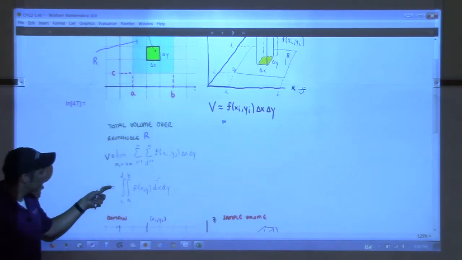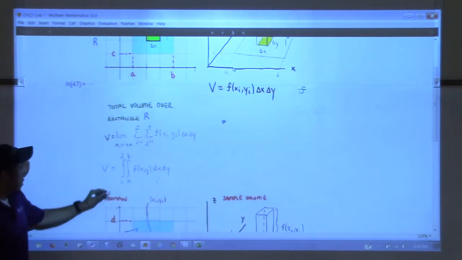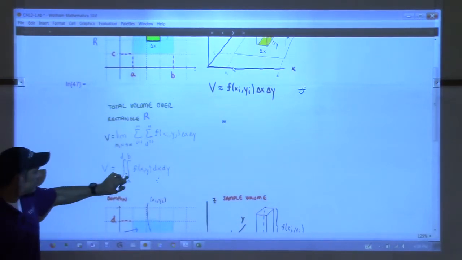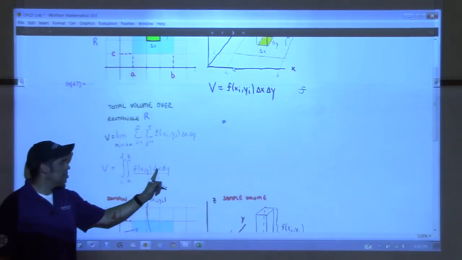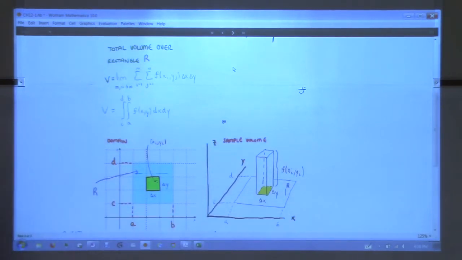And so our integral, when we take the limit of this and let these things get infinitesimally small, we get this double integral. Okay, integral, integral, and then we have the volume function right there. Height, length times width. All right? Does that kind of make sense visually or no?